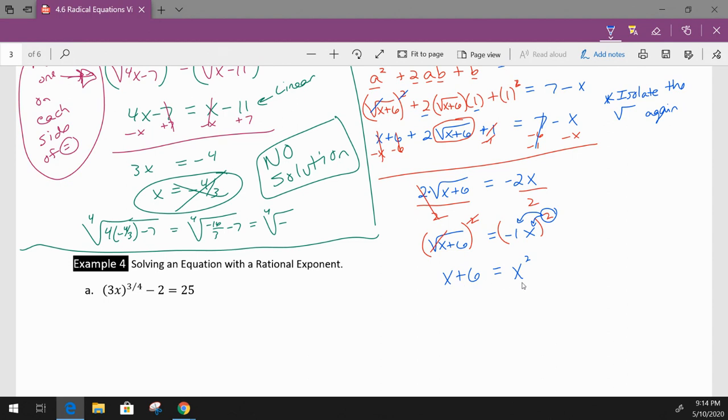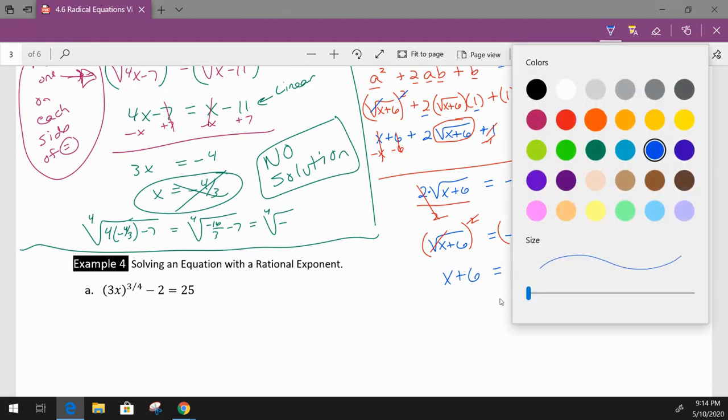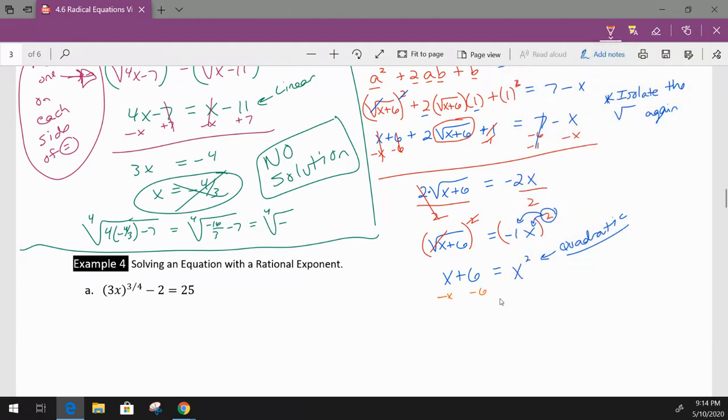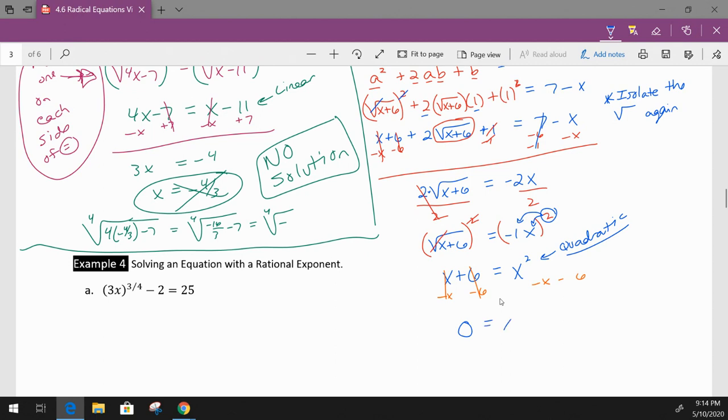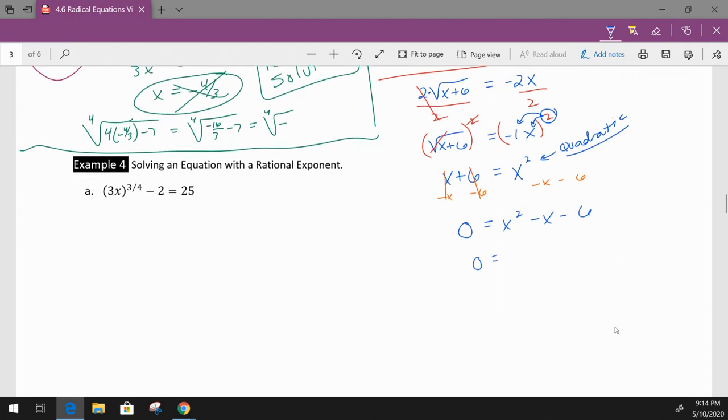We do have an x squared term and an x term, though, which means this is a quadratic equation, which means we need to set the equation equal to 0, and you want to maintain that x squared being positive. So I'm going to subtract x and subtract 6, so that I'm going to get 0 then on the left side. Now we factor this.